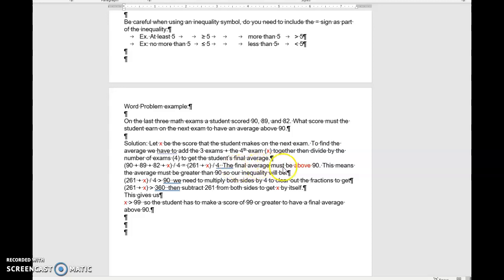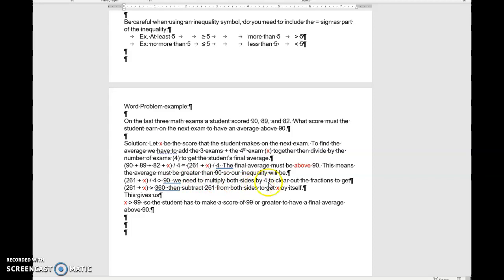Now, like I said, the final average must be above 90. This means the average must be greater than 90, so our inequality will be greater than. It can't be greater than or equal to, or that would include exactly 90. So we're going to have a greater than. And so we can see down here now, this is my whole inequality.